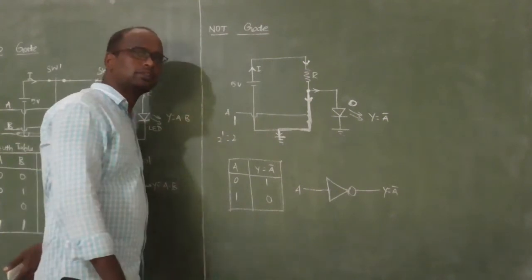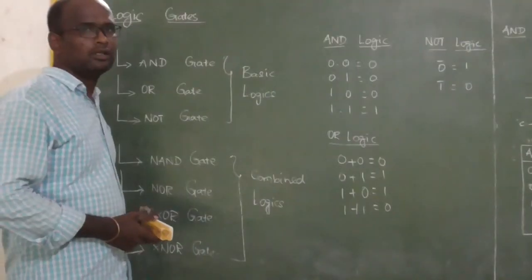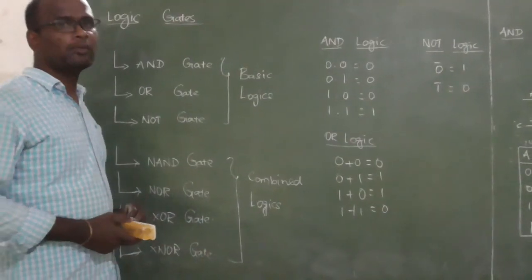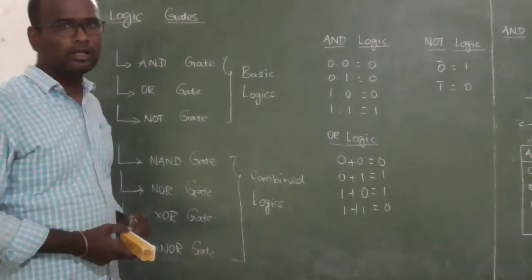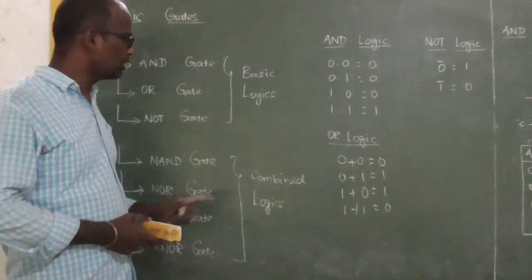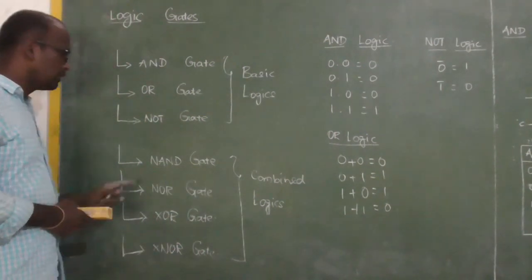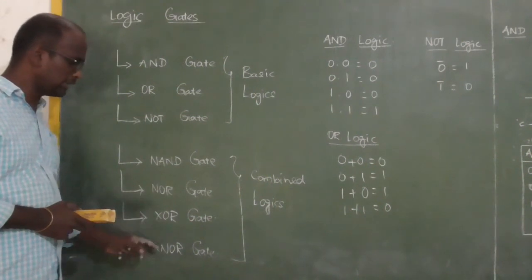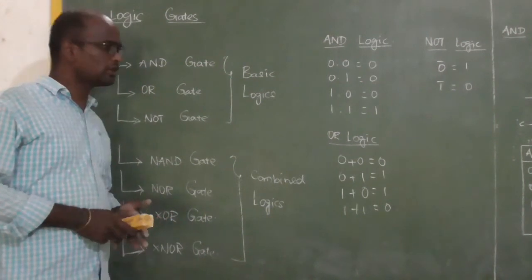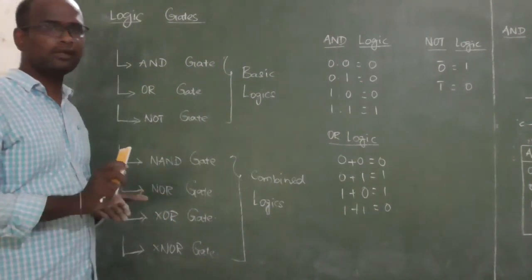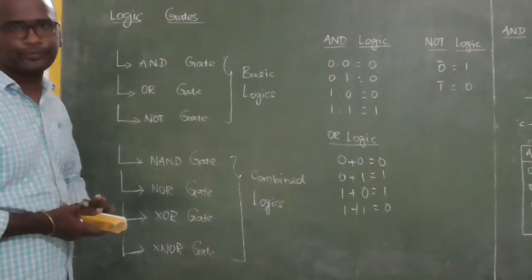Understand? So these are the three basic logic gates according to Boolean algebra. By using combinations of these basic logic gates, we can design the other logic gates, which are called combined logic gates. What are the combined logic gates? NAND gate, NOR gate, XOR gate and XNOR gate. These logic circuits are designed by combining any combination of these three gates.